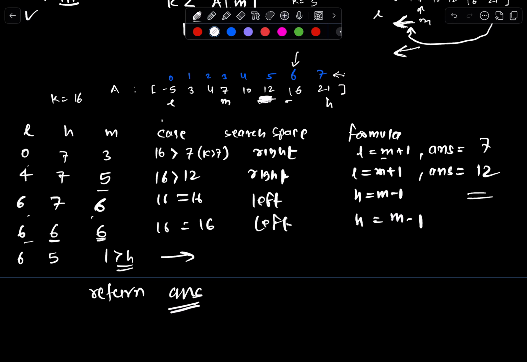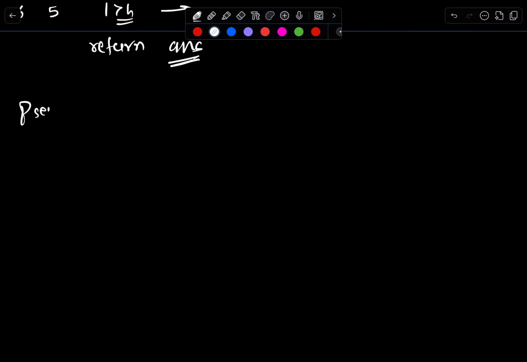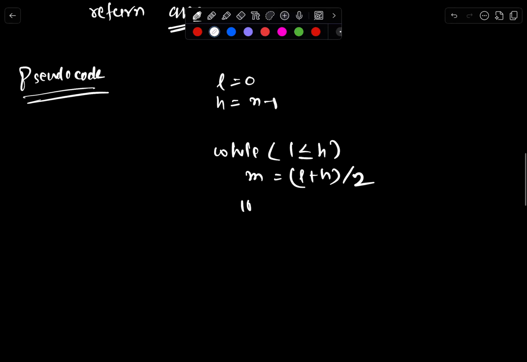As you can see, this is just smaller than 16, right? So let me write the pseudocode here. So I'm initializing L as 0, H is equal to N minus 1. I will write a while loop, and L should be less than or equal to H. I am populating the middle value M. Now my three cases. If K, my target, is equal to the middle element.